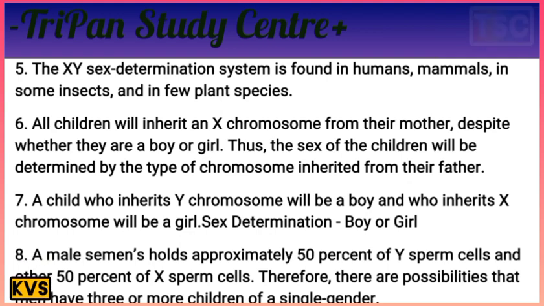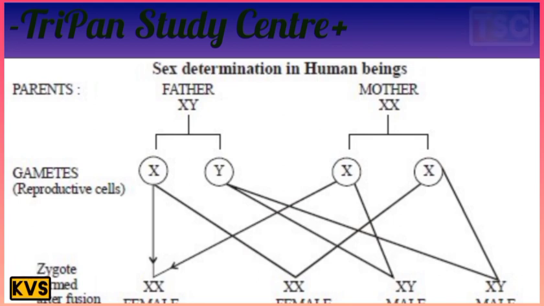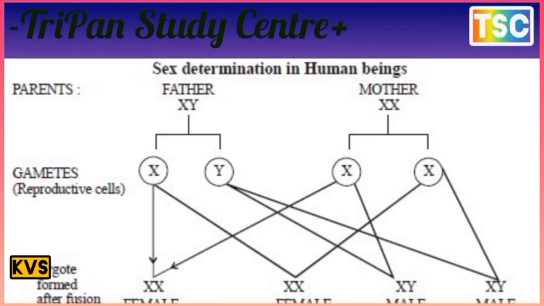And now let's see the diagram here. The diagram is shown on screen. That's important for the exam. Sex determination in human beings. That's important. Here there are the parents, mother and father, then the gametes, the reproductive cells, and last the zygote formed after fusion.